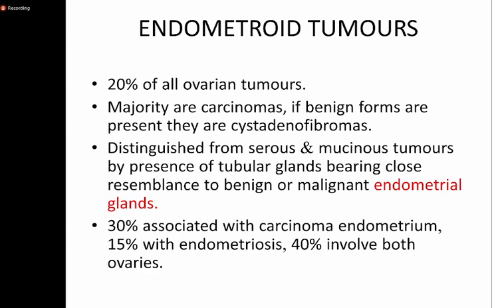They are distinguished from serous and mucinous tumors by the presence of tubular glands that have a close resemblance to benign or malignant endometrial glands. That's why they are called endometrioid tumors. 30% are associated with a concurrent carcinoma of the endometrium, 15% are associated with endometriosis, and 40% involve both ovaries.